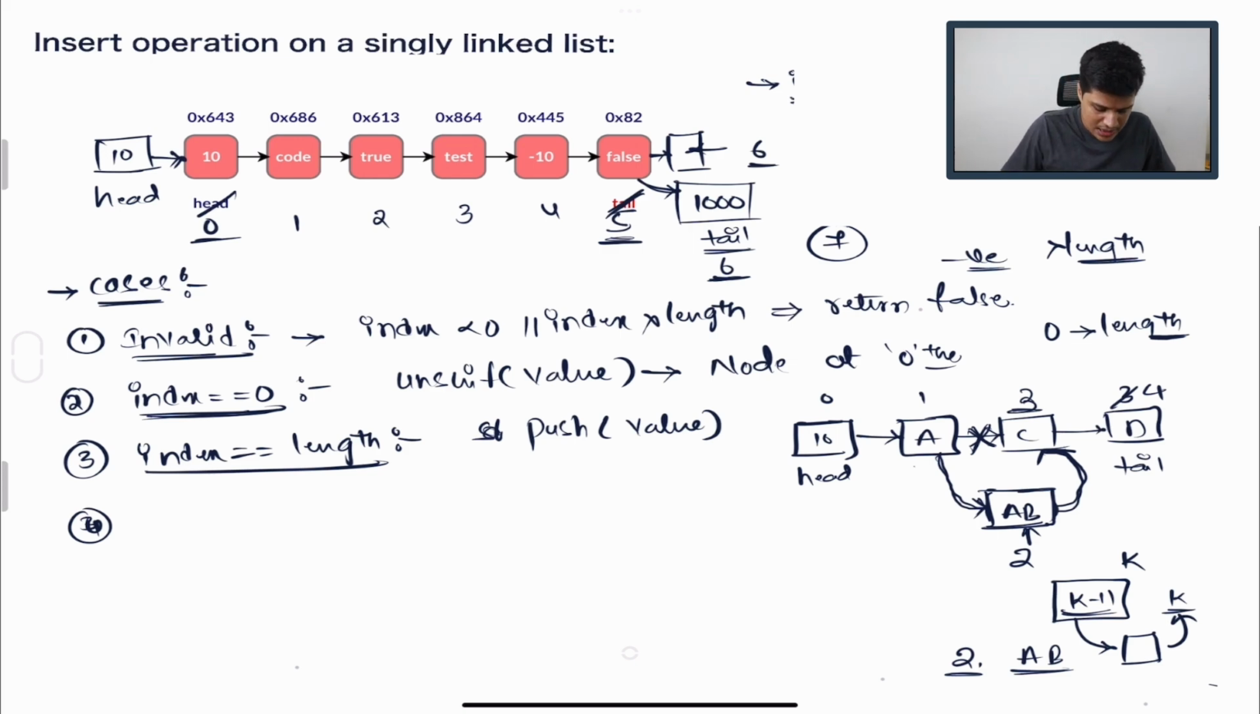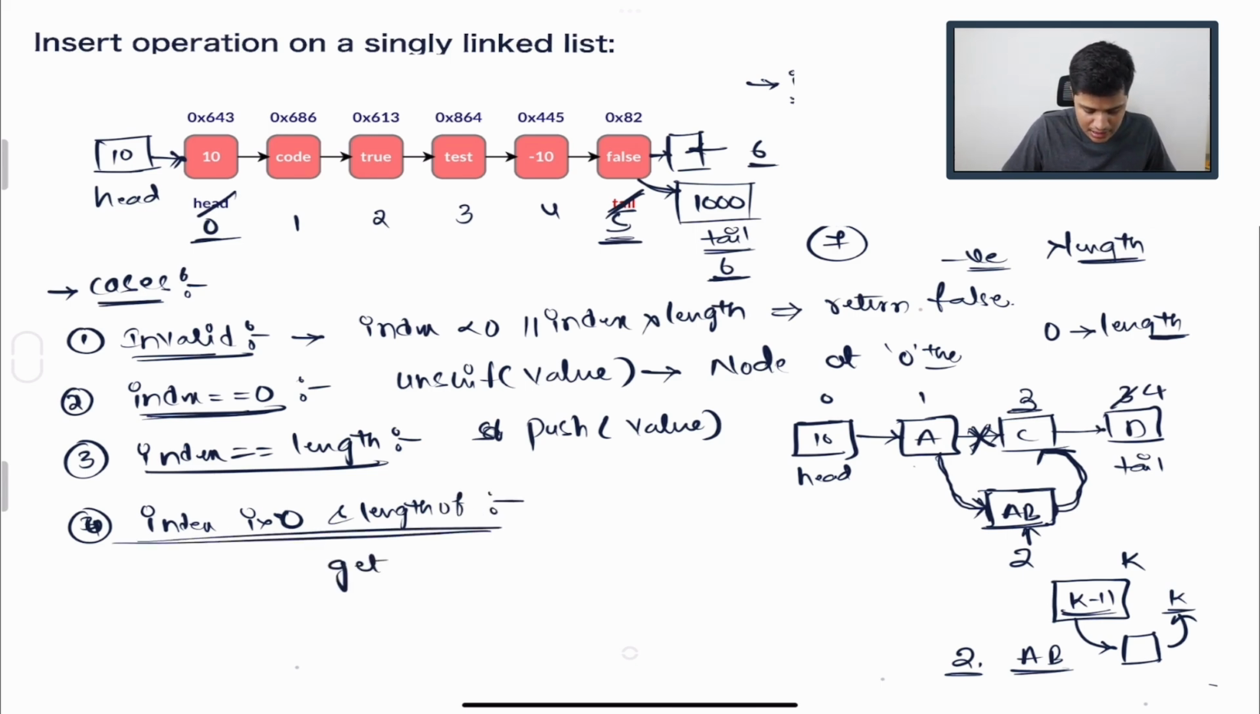So that is the otherwise case, where index is greater than 0 and less than the length of the linked list. If this is the case, first we will get the k-1th node. Once we get the k-1th node, now the kth node will be this k-1th node dot next, right?